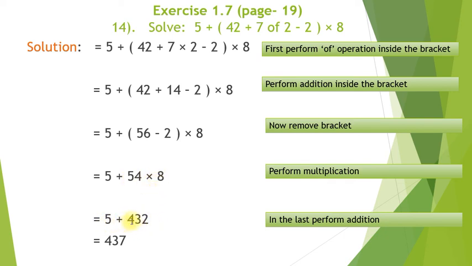Now 5 plus 432, this is the last operation, and in the last we will add these two values. There is an addition sign, so we will add these two values, 5 plus 432, and we get 437. This is the answer.